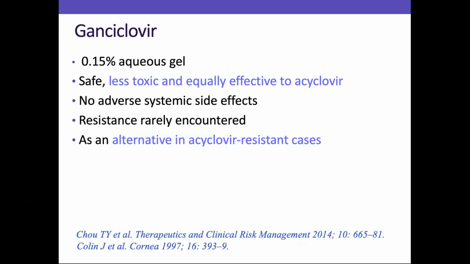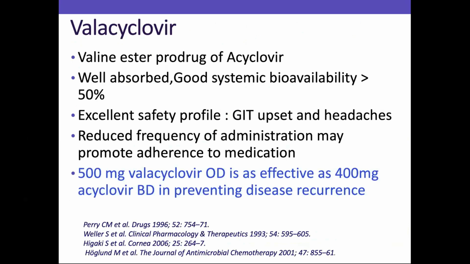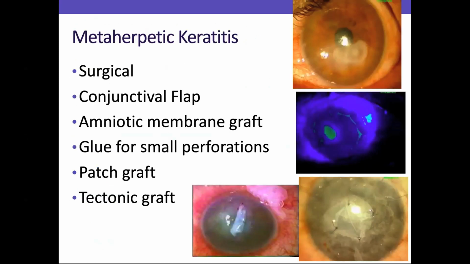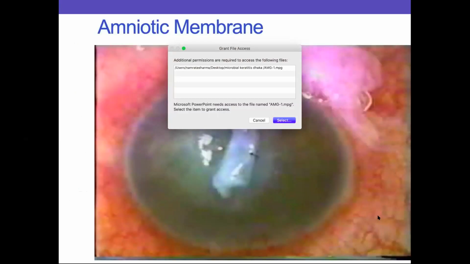Ganciclovir is another alternative which can be given, especially in those cases which are acyclovir resistant. Valacyclovir can be given instead of systemic acyclovir because the dosing is less frequent. And then if it is a metaherpetic keratitis, then you may have to give lubricants or do conjunctival flaps or amniotic membrane grafts or glue for perforations or even patch grafts or tectonic grafts.